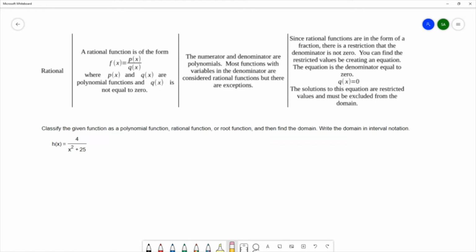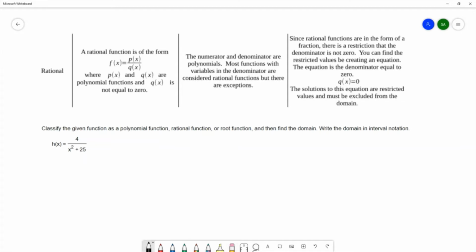Since rational functions are in the form of a fraction, there's a restriction that the denominator is not 0. You can find the restricted values by creating an equation: the denominator equal to 0. Q of x, our denominator, equal to 0. The solutions to this equation are the restricted values and must be excluded from the domain. So that's what we're going to do.